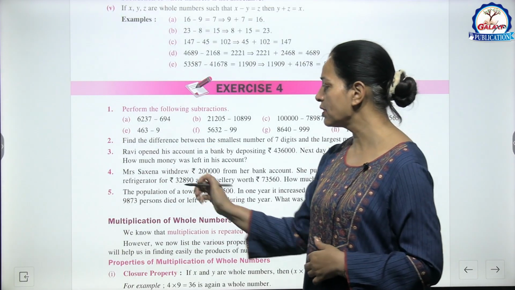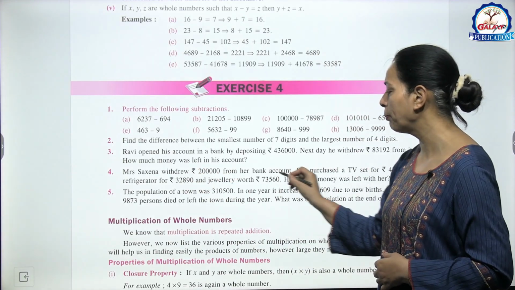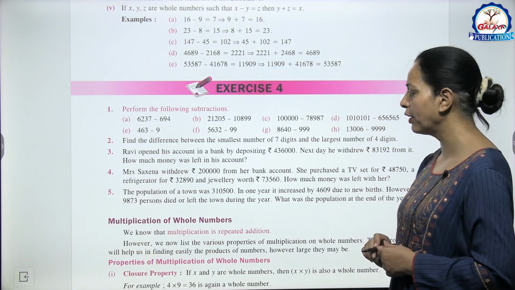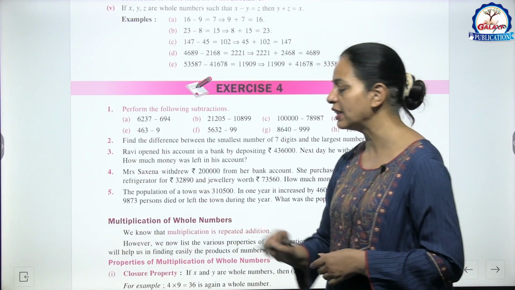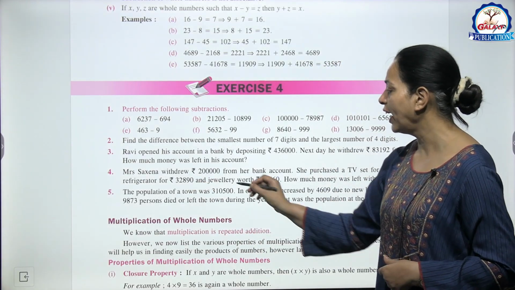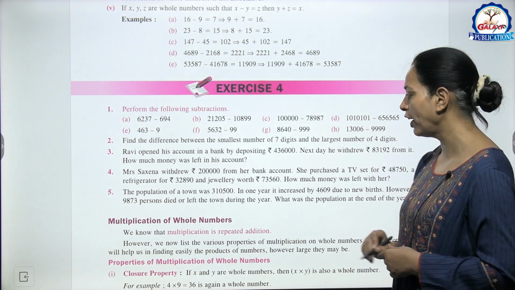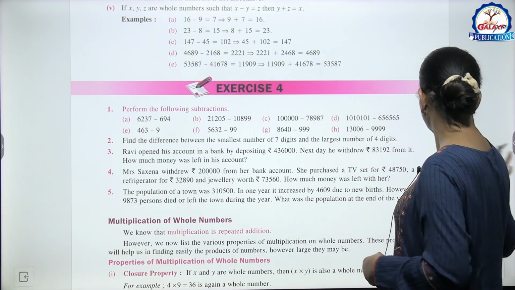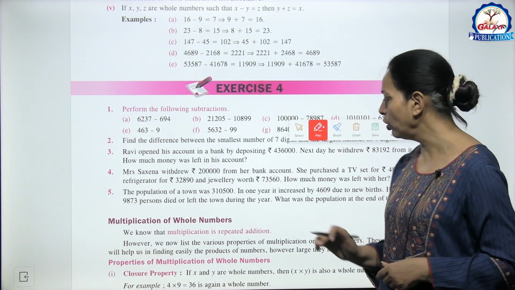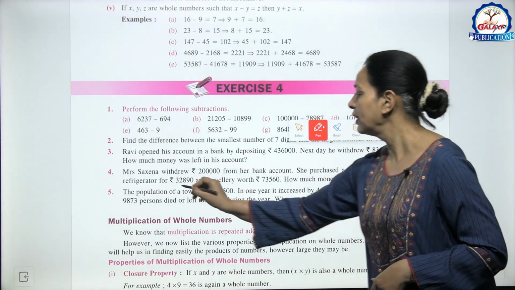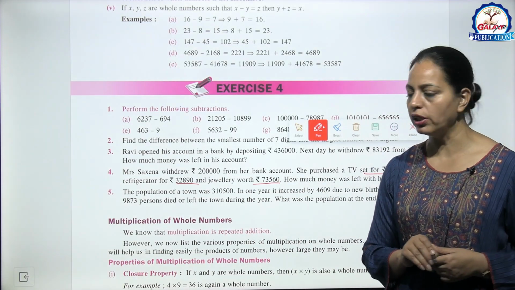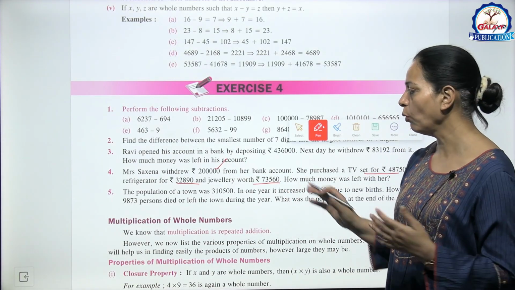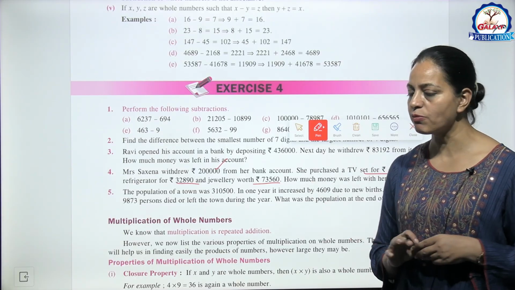Now see fourth question. Mrs. Saxena withdrew rupees 2 lakh from her bank account. She purchased a TV set for rupees 48,750, a refrigerator for rupees 32,890 and jewelry worth rupees 73,560. How much money was left with her? So what will you do? First of all, you will add this and this amount total, and the sum of these three we will subtract from this, right? So I hope this is clear to you. You can try these sums on your own.